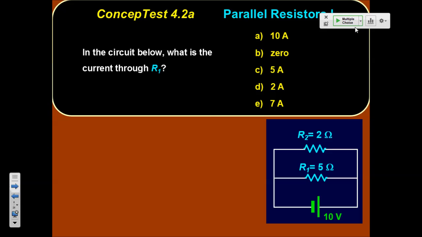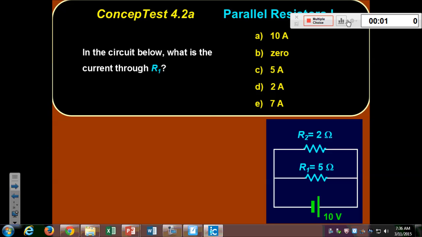All right, in the circuit below, what is the current through R1? A question like this.